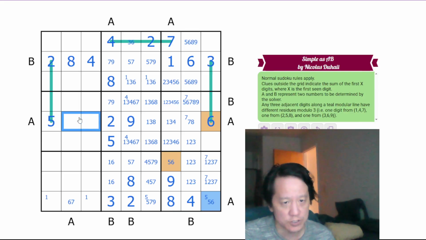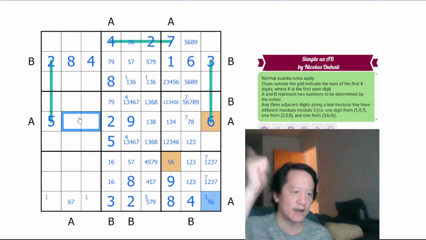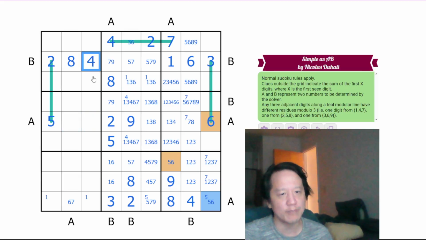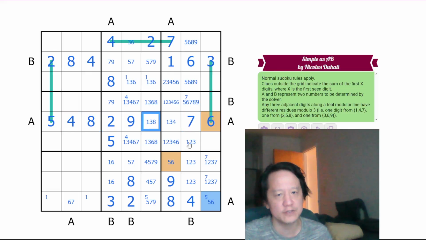So these two digits must add up to 12 without 5, which means no 5, 7, and without 9, which means no 3, 9. So it's 4 and 8. This can't be 4 because of 4 in the column, so this is 8 here, which makes this 4 there. That 8 eliminates 8 here, so it's 7. This can't be 8 or 4. It's a 1, 3 pair.